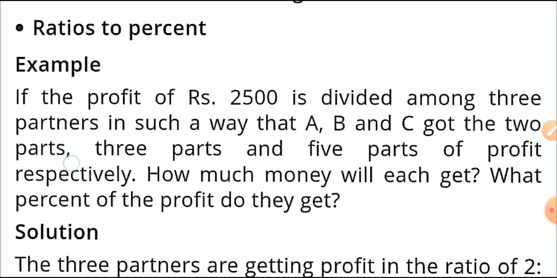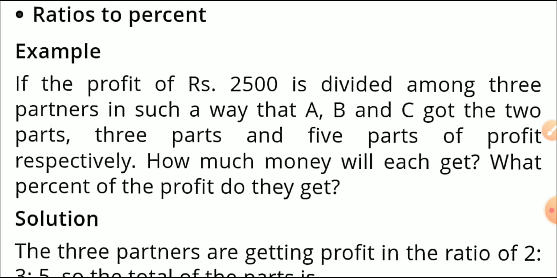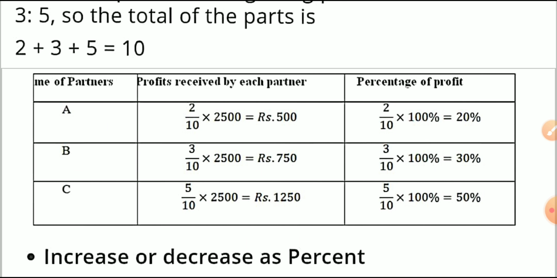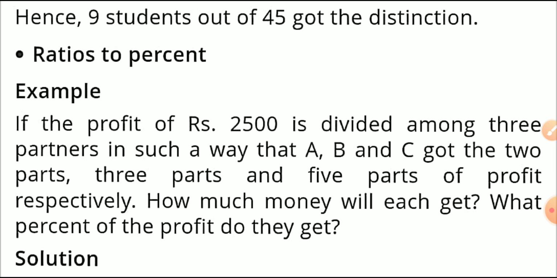Ratios to percentage. If the profit of rupees 2500 is divided among three partners in such a way that A, B, C got 2 parts, 3 parts, and 5 parts. A got 2 parts, B got 3 parts, and C got 5 parts. How much money will each get? What is the percentage of the profit they get? So what we will do? The total part is what? 2 plus 3 plus 5.